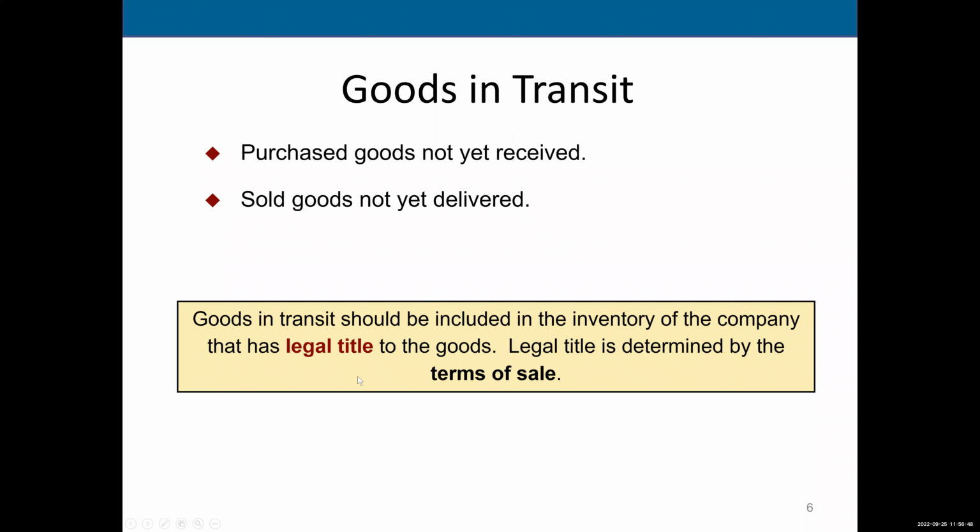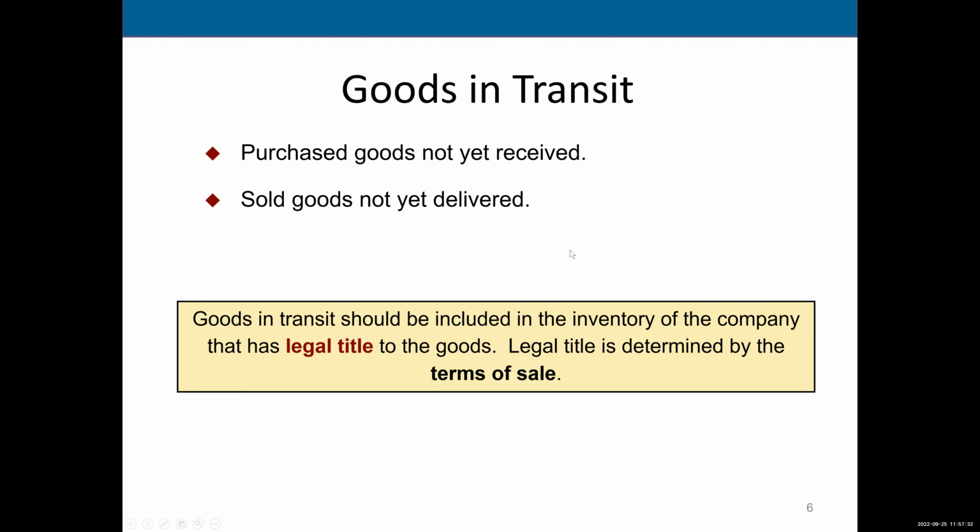For goods in transit, you would include those goods in your inventory if you have legal title to those goods. And the legal title is determined by the terms of the sale. Is it FOB shipping point or FOB destination, right? So if it's FOB shipping point, the purchaser pays, right? While it's on the truck in transit, it still belongs to the buyer. So even though the inventory is still on the road, the buyer would include it in their inventory count.